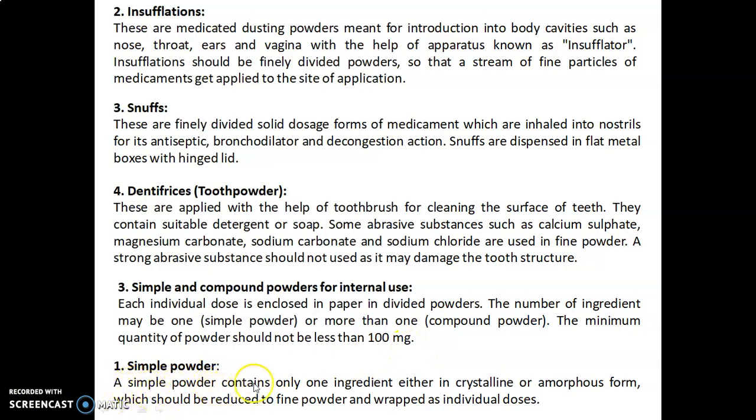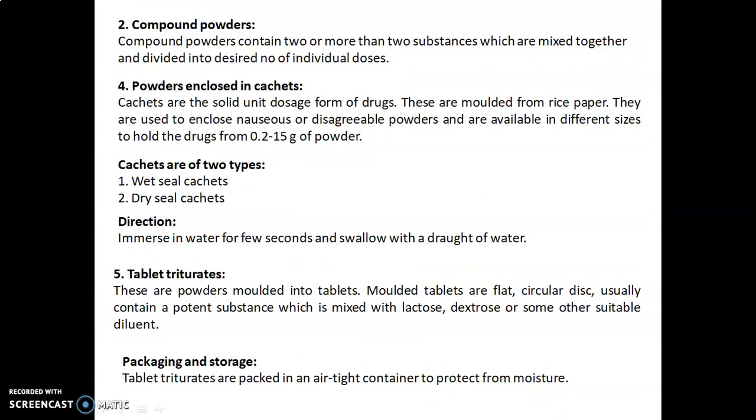Simple powder. A simple powder contains only one ingredient, either in a crystalline or amorphous form, which should be reduced to fine powder and wrapped as individual doses. Compound powders. Compound powders contain two or more than two substances which are mixed together and divided into the desired number of individual doses.